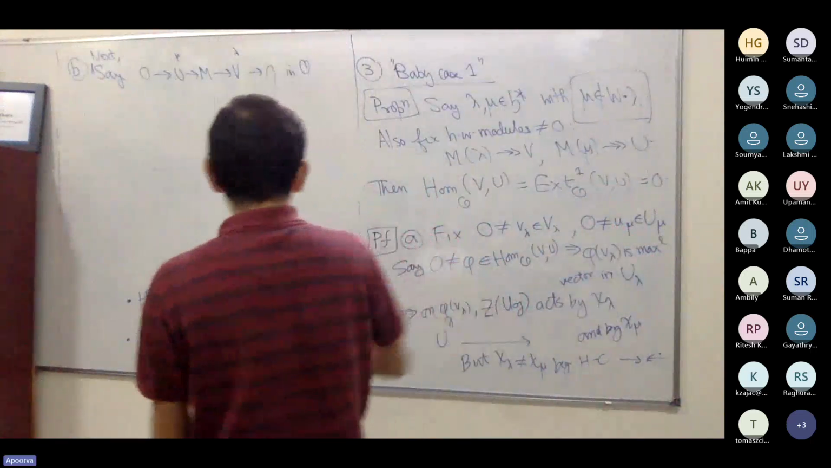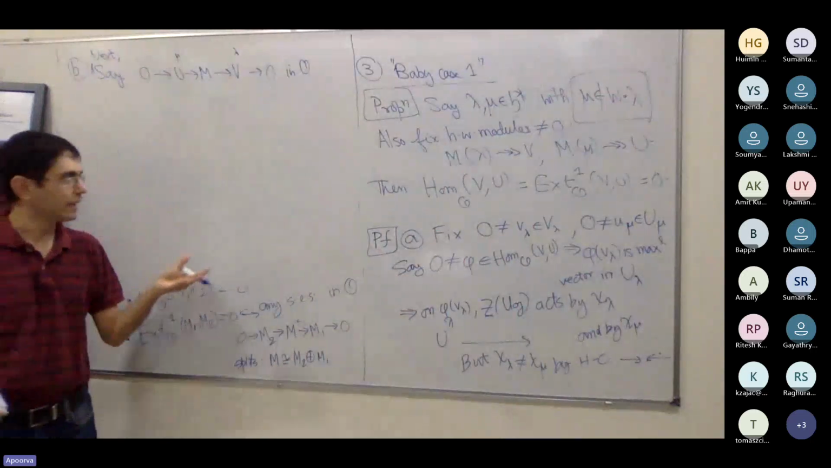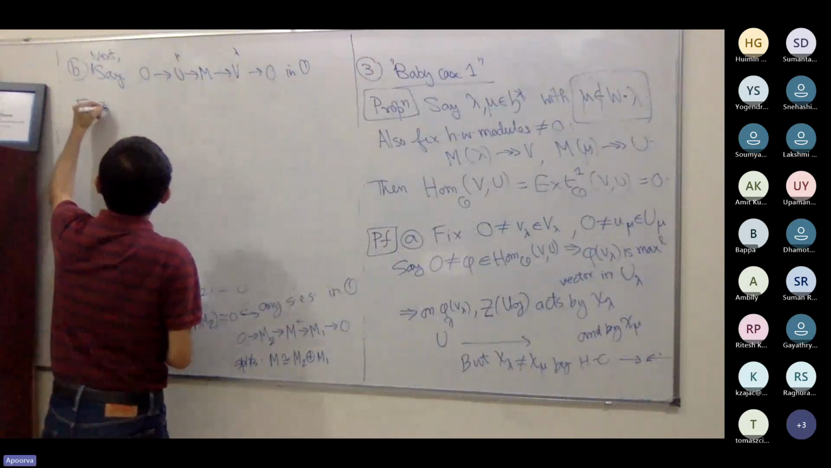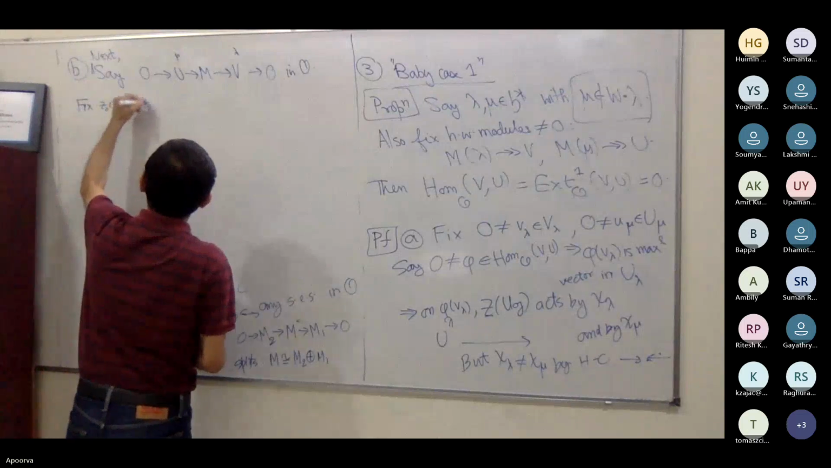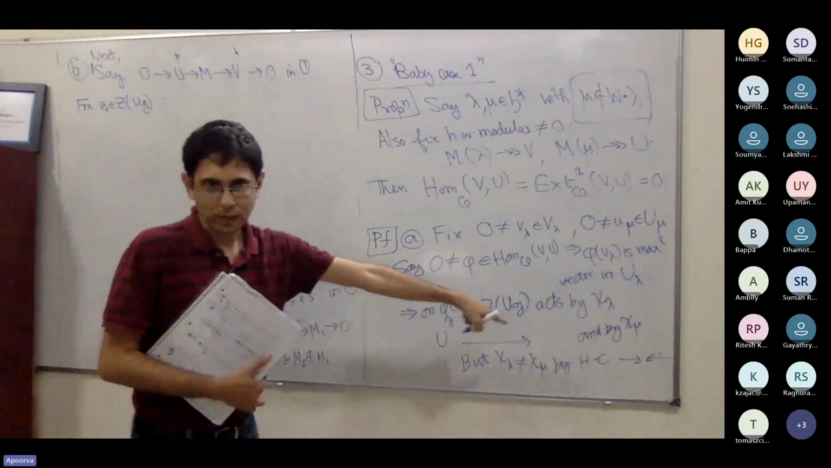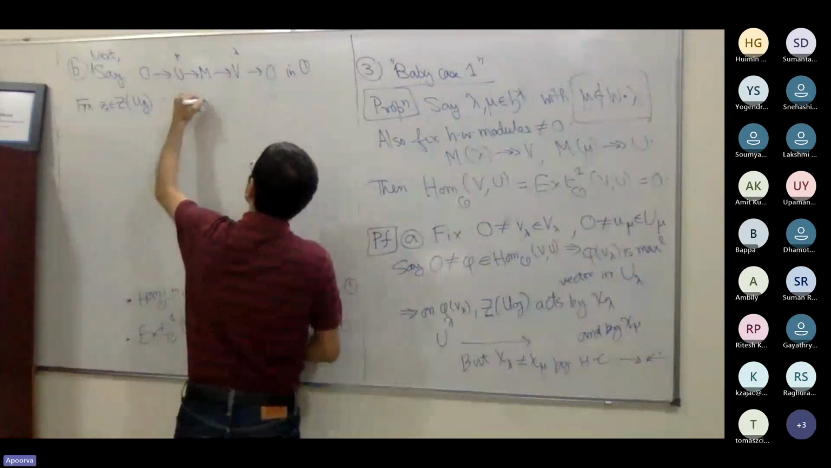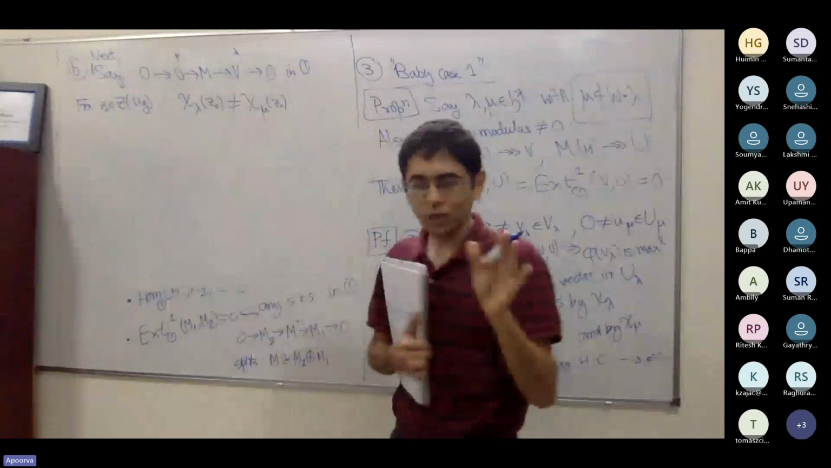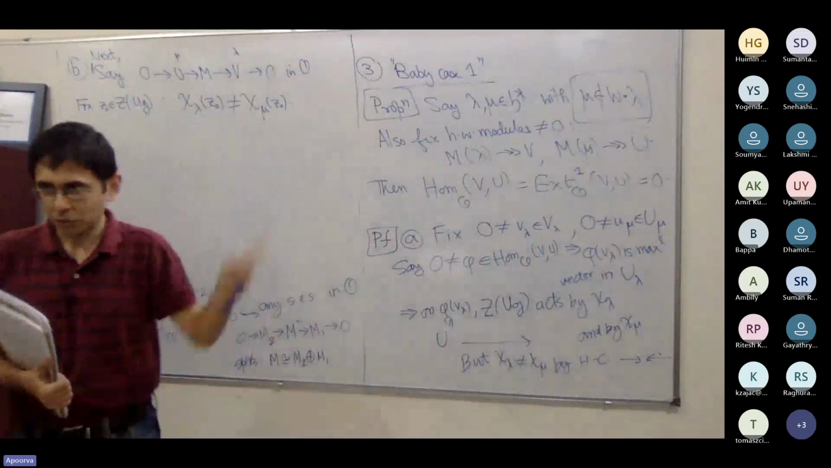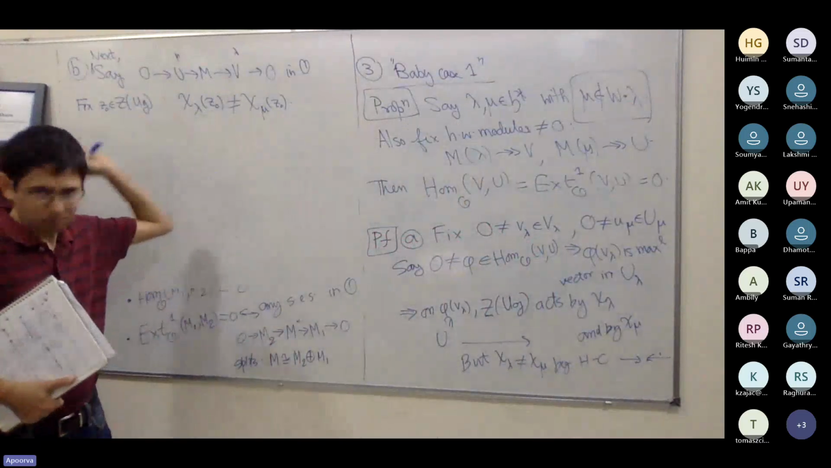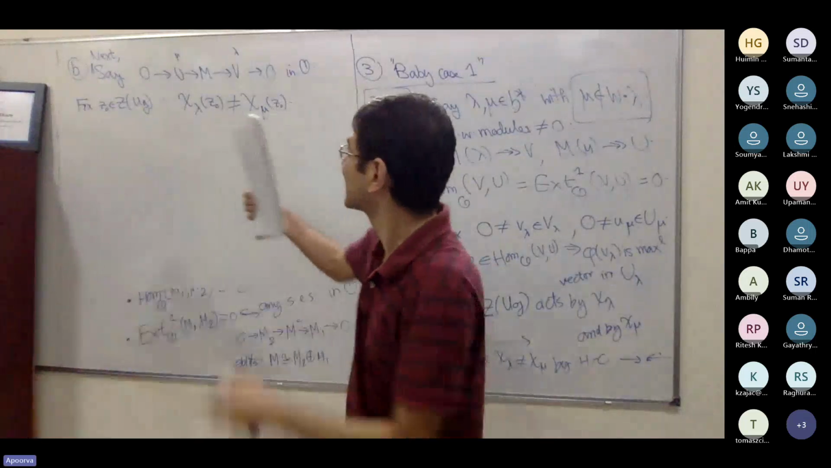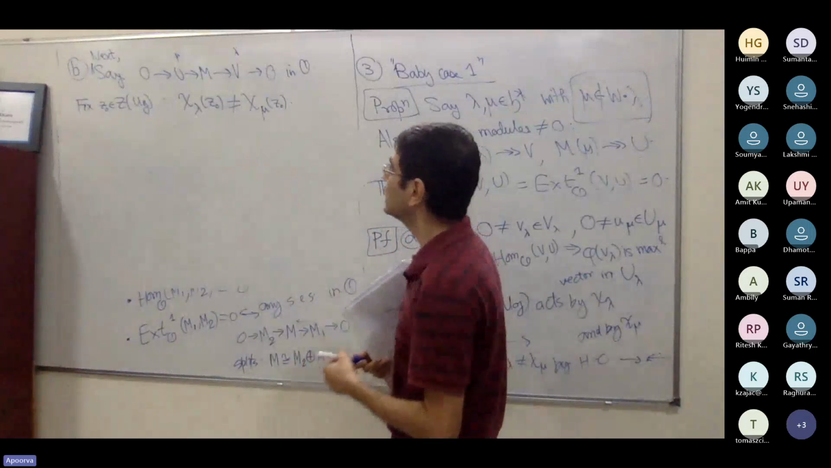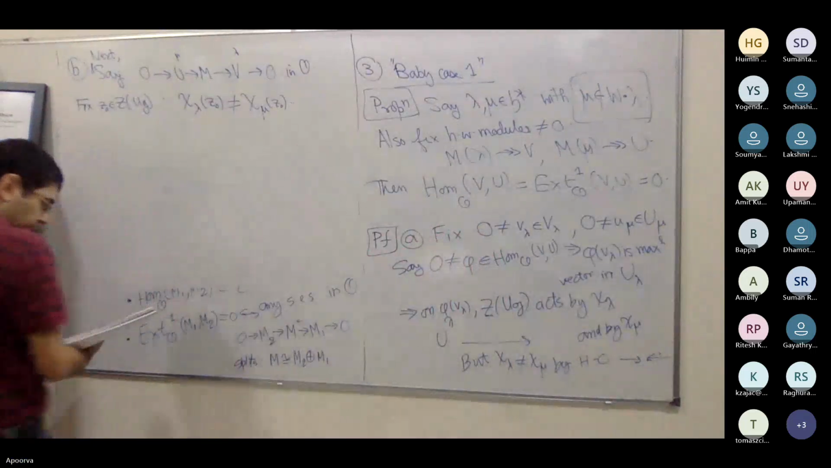Because these two central characters are not equal, they don't agree on all elements of the center. So let's just fix Z0 in the center such that the two central characters, the two algebra maps, differ. It turns out that when you use the center to differentiate in these things, you just need that one element Z0. You don't need the whole set. These two scalars are distinct, that's all that matters. That's all that one needs. Okay, so now fix this Z0.